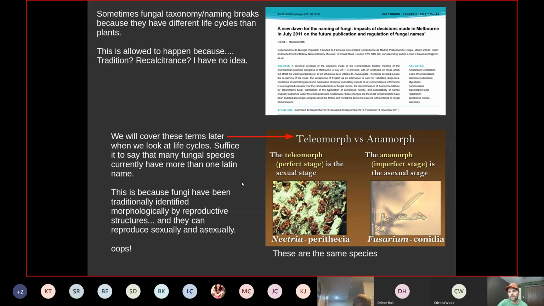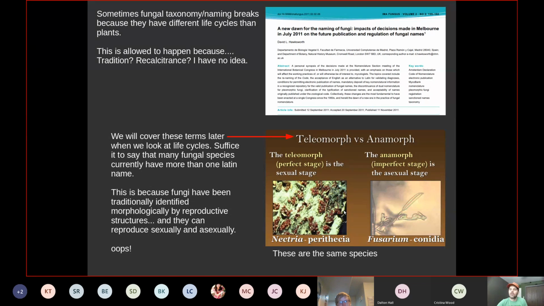This wouldn't have been a problem if we had started doing genetics a long time ago and before we started naming fungi, but that wasn't really a thing because we started naming them in the 1700s. So we looked at fungi with the earliest microscopes, and we started finding these structures here, and anything that looked like that got the name Fusarium. Okay. These have different looking structures, so they got to be their own genus, Nectria, and we didn't put it together for a couple hundred years that these were the same species, just different stages of their life.